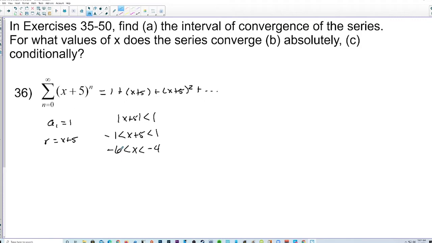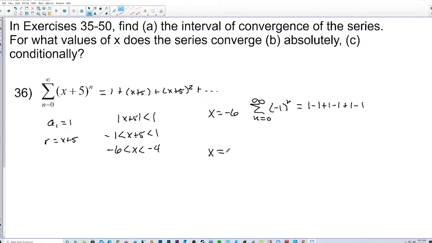So the interval of convergence absolutely so far is negative 6 to negative 4. But let's check the endpoints. For x equals negative 6, we get the sum from n equals 0 to infinity of negative 1 to the n. Well, that's equal to 1 minus 1 plus 1 minus 1 plus 1 minus 1. So you're going from 0 to 1 to 0 to 1. That is diverging. So that diverges.